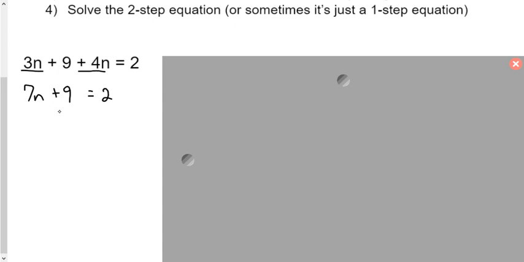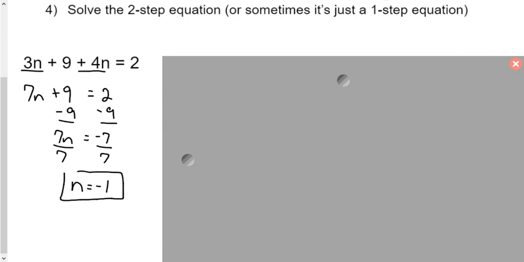Get rid of the add subtract number first. Minus 9, minus 9. Make sure you put that little line right there. 7n falls straight down. And 2 minus 9 is negative 7. Now we can divide, right? And divide. And we are left with n equals negative 1. And if you want to check to see if this is true, you can take negative 1 and plug it into that n. You can take negative 1 and plug it into this n, run it all the way through and see if it equals 2. But yes, it does.